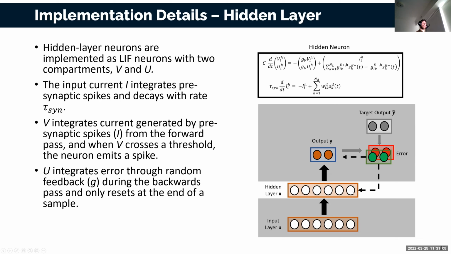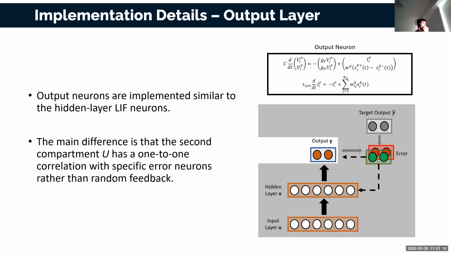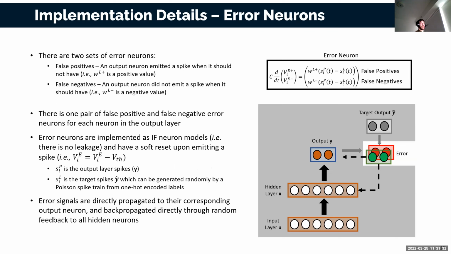And then that will get fed back through some random weight to your hidden layer, and you'll just accumulate that information over time. When a synaptic update occurs, you will modulate the synaptic update based on that accumulated error. The same thing happens at the output layer, except instead of random feedback, it's one-to-one, because you only want to change that specific output neuron with the error that it's inducing. But that's the gist of how the weights are being updated.